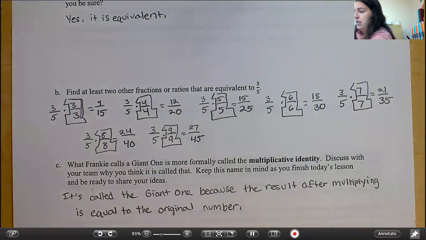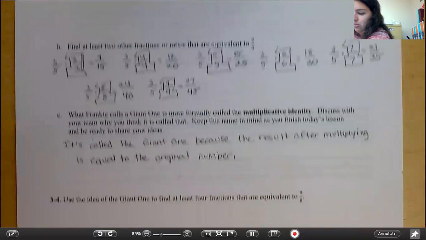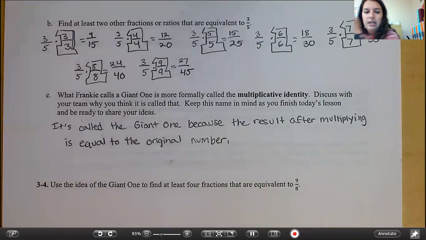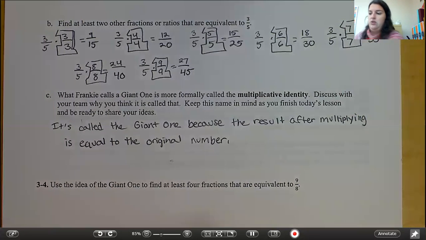We're going to do some more practice with the giant 1. So if you want to look at 3.4, it says use the idea of the giant 1 to find at least 4 fractions that are equivalent to 9/8. So go ahead and pause the video and answer this question.